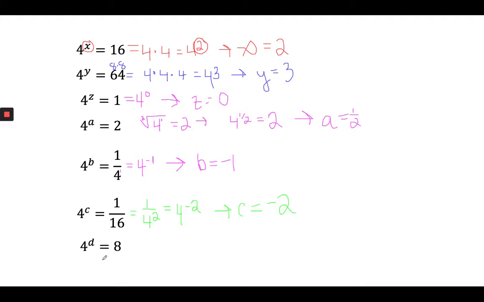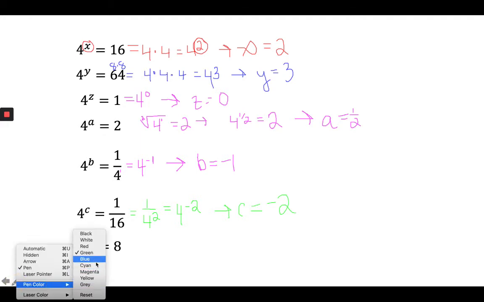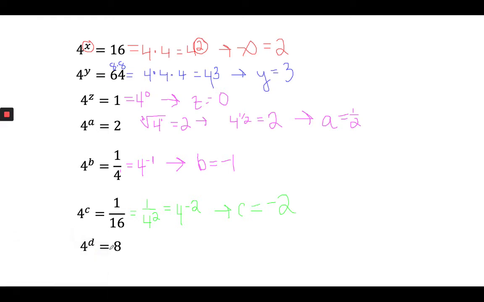When I look at this one, I've got 4 to the d power is equal to 8. All right, this one's hard. This one we might really want that ability to do a logarithm for, but we're going to try it without here. The problem of why this is hard is I can't rewrite 8 as 4 times itself. 8 is 4 times 2.